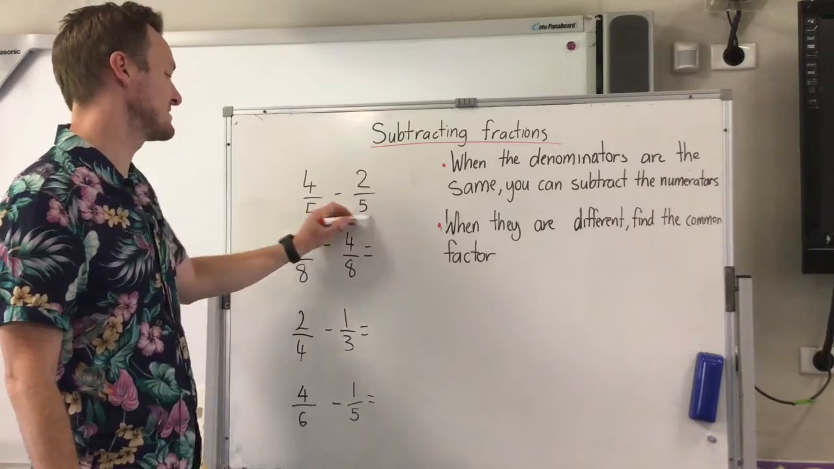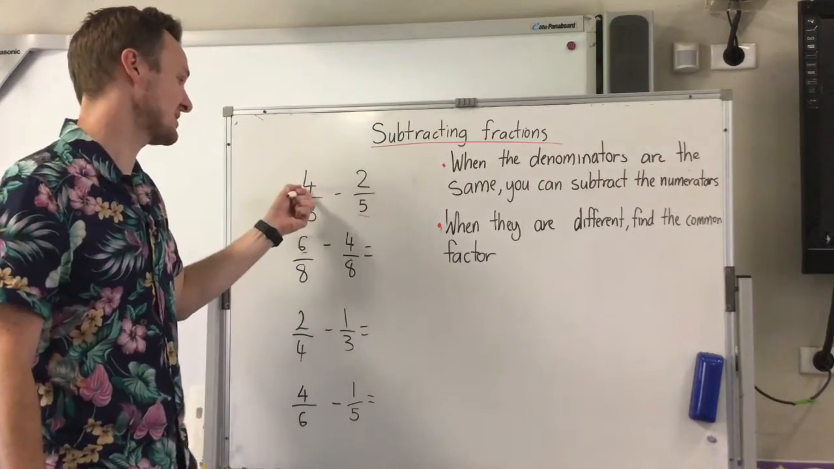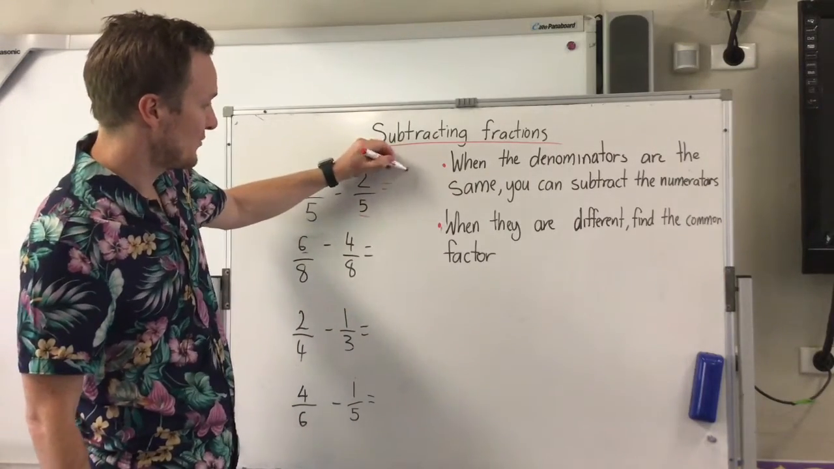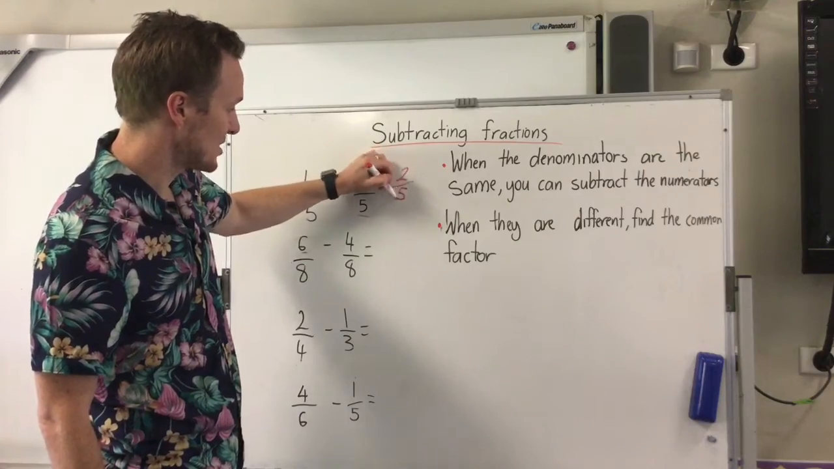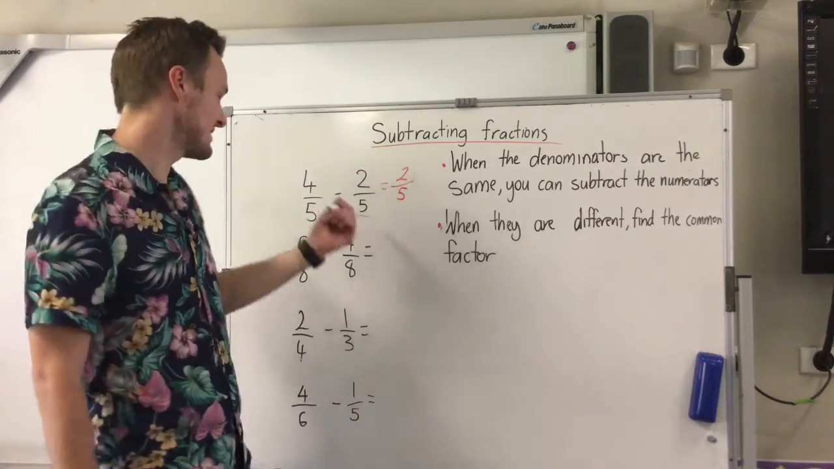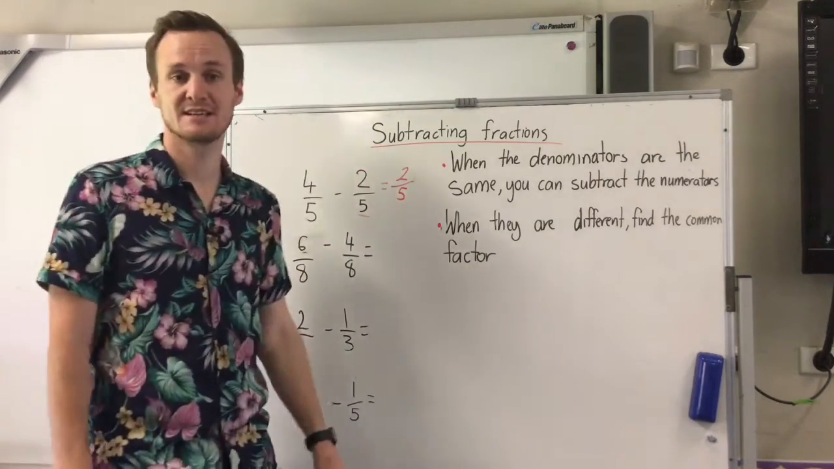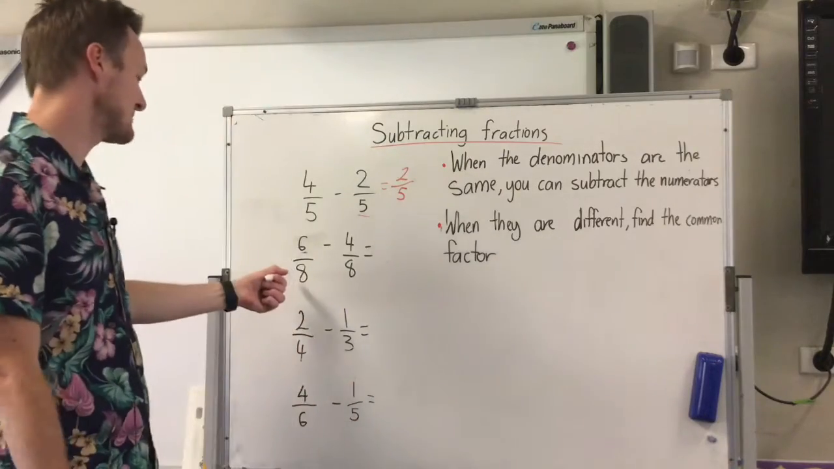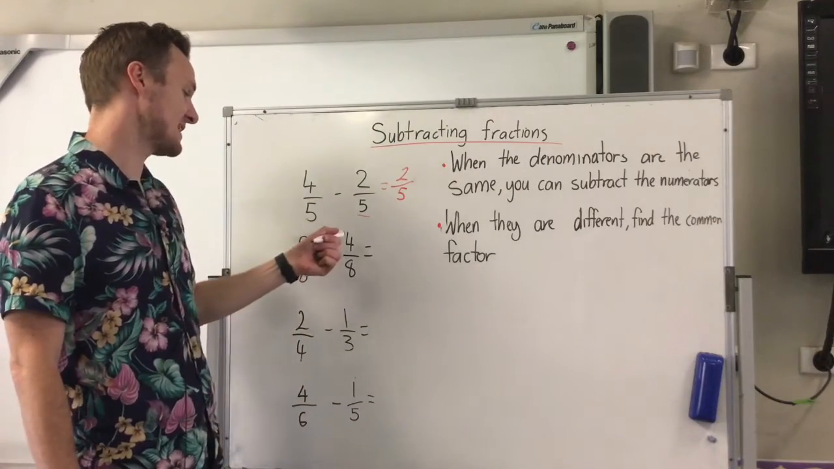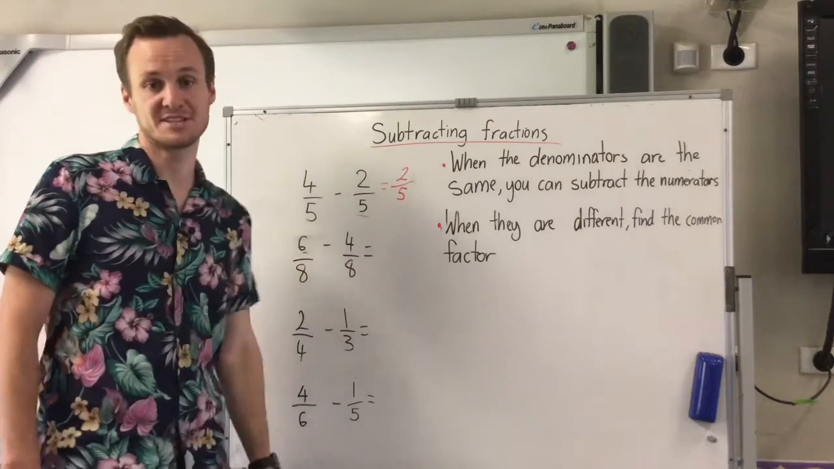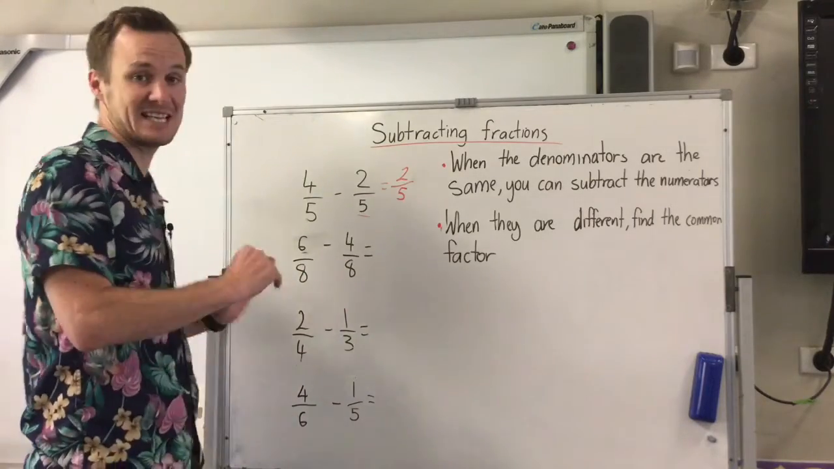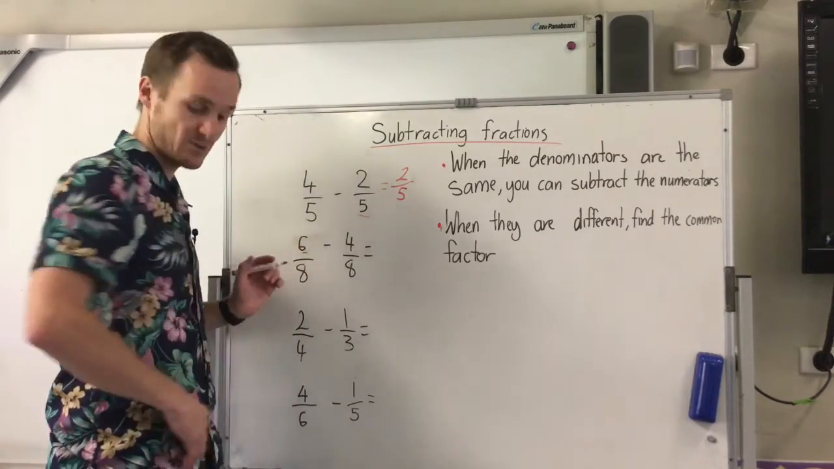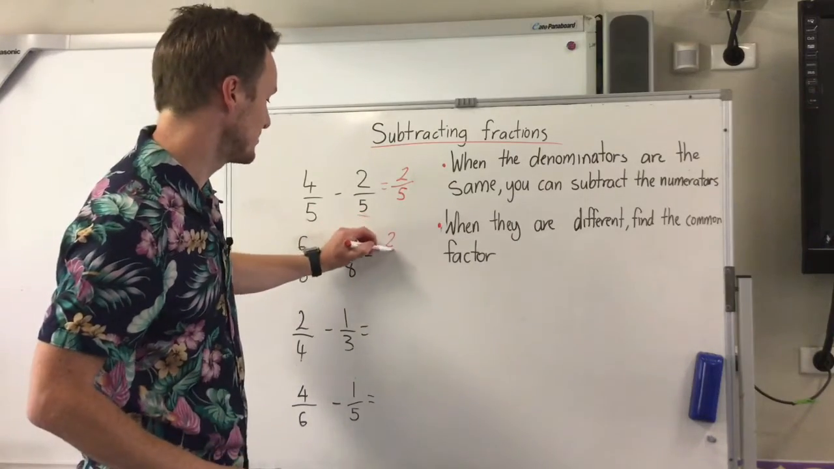When you look at a number and the denominators are both the same, you can just subtract the 4 and the 2, which would equal 2, and then the denominator always stays the same. So the answer of 4/5 minus 2/5 is 2/5. Same as the one here. 6/8 take away 4/8. If both of the denominators are the same, then you can just leave them as they are and take 4 away from 6, and the answer would be 2/8.